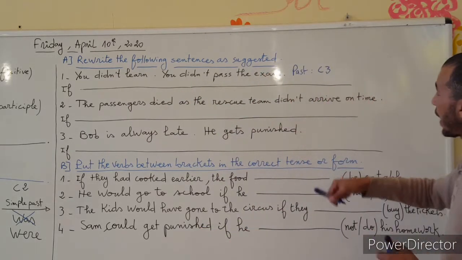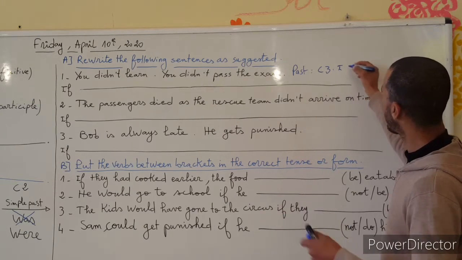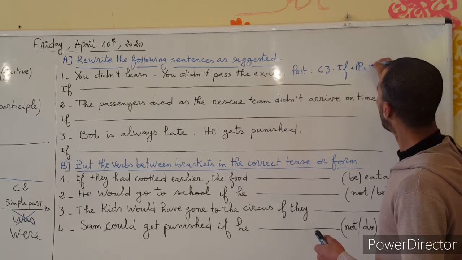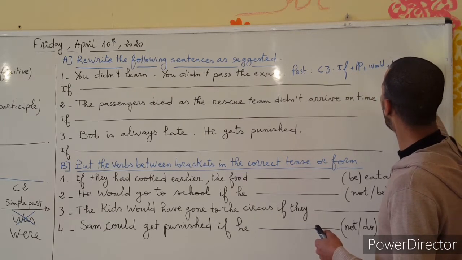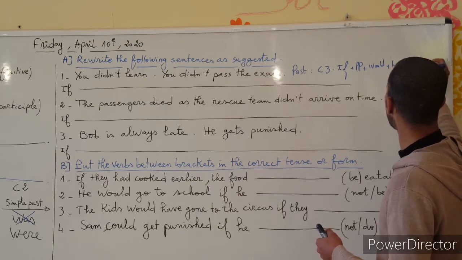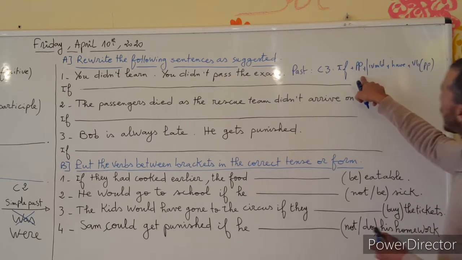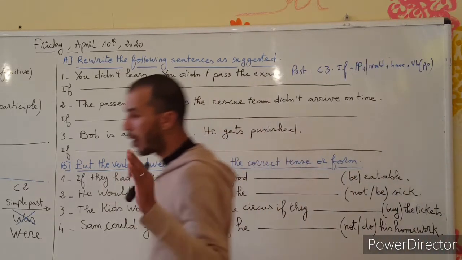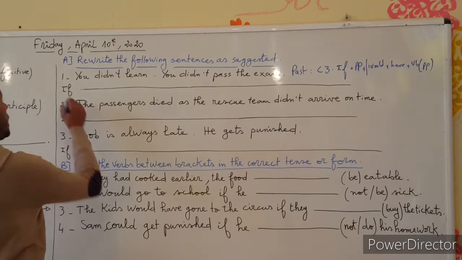For conditional 3 again, in abbreviations: if plus past perfect plus would or could plus have plus verb pp or past participle. And here is the first part of the sentence, then we have the second part. So let's do this now. And we have to bear in mind that whatever is affirmative becomes negative and negative becomes affirmative.